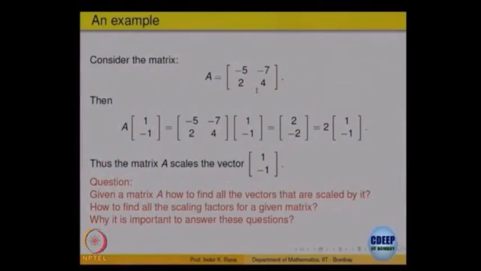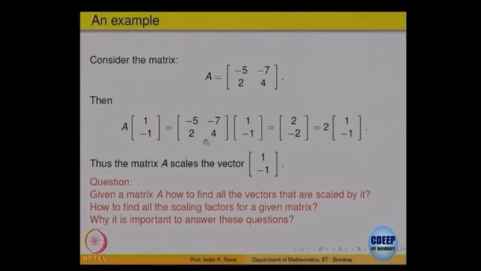I will keep this example in mind for the time being, and we will work it out with this example only, so that we understand everything. So, the question is: given this matrix A, I have selected one particular vector 1, minus 1, which has the property that the matrix A scales it. It scales it by a scalar 2. I know the scalar, and I know the vector which is getting scaled.